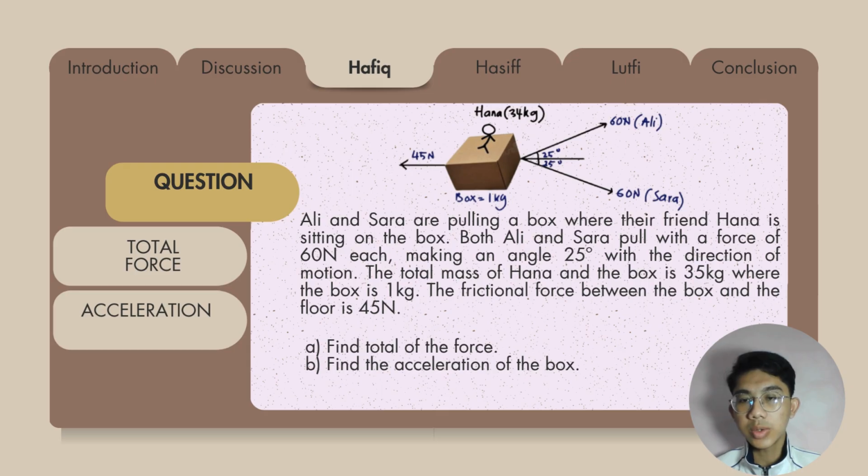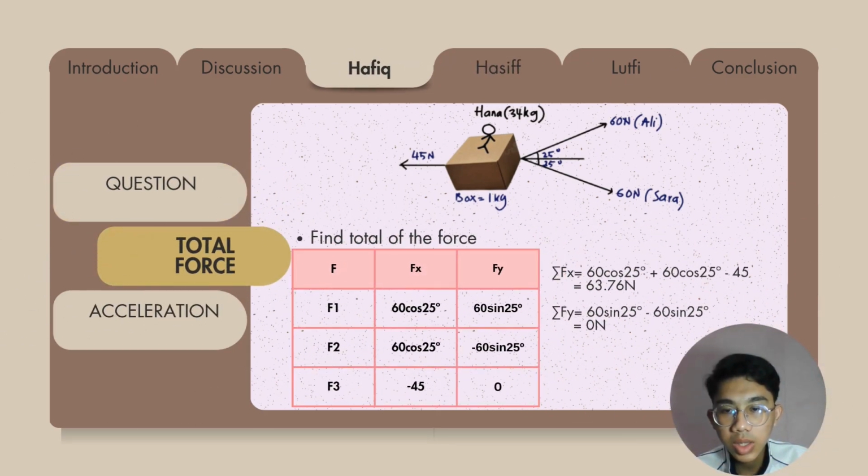So, let's redo. To find total force, we need to find Fx and Fy first. To find Fx and Fy, we need to use the formula, which is Fx equal to F cos theta and Fy equal to F sin theta. For F1, we refer to Ali, F2 we refer to Sarah, F3 we refer to the frictional force of the box. For F1, we get 60 cos 25 degrees and 60 sin 25 degrees. For F2, we get 60 cos 25 degrees and negative 60 sin 25 degrees.